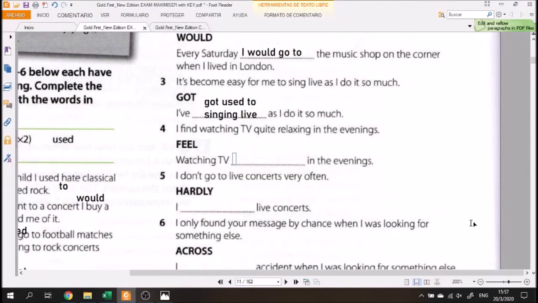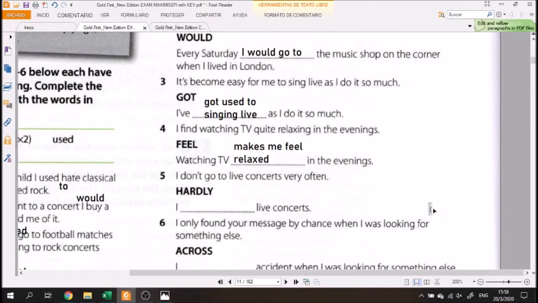I find watching TV quite relaxing in the evenings. Watching TV, what? Makes me feel relaxed in the evening. Careful with that, remember, the way it is and the way you feel, good. Makes me feel relaxed in the evenings.